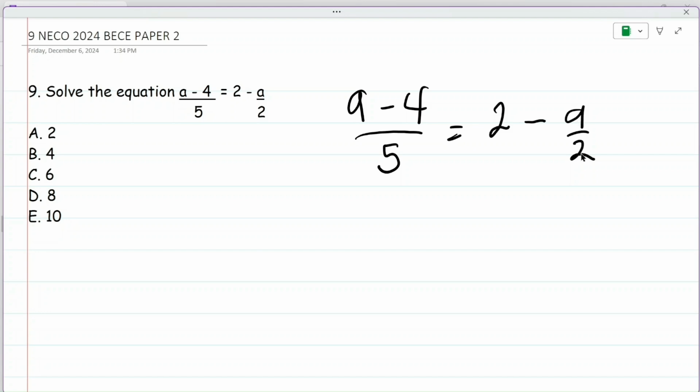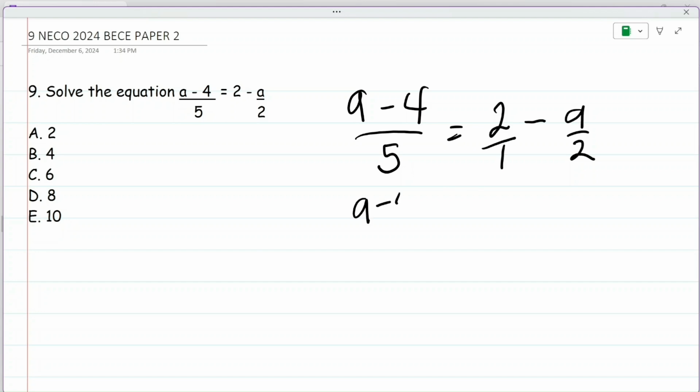Note on this side, the 2 is affecting only the a, that the 2 divides only the a. Not in this case where you have 4 minus a over 5. This 5 affects both of them. But on the right, the 2 affects only the a. Just like question 8, we just have to make it like this where it has a single denominator. Then we cross multiply and we solve. So we can make this 2 over 1.